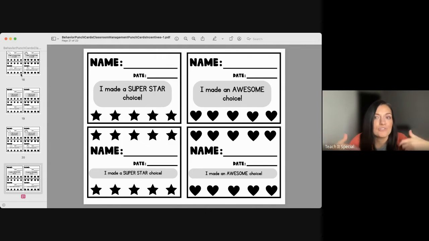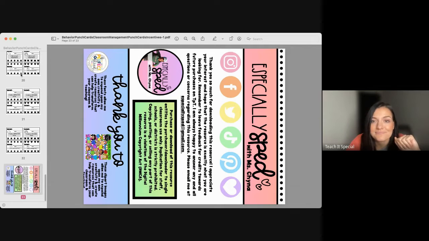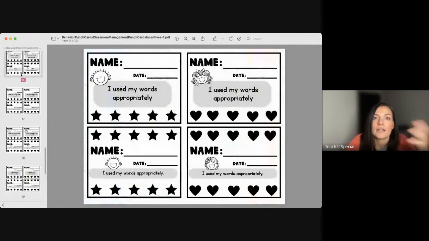I made a superstar choice. I made an awesome choice. This one's a little bit more broad. And that's what I have for punch cards. So quick and easy. There's a ton of different options. The nice part about these is that if you're having a hard time kind of figuring out where you even want to start, these are all ready for you.